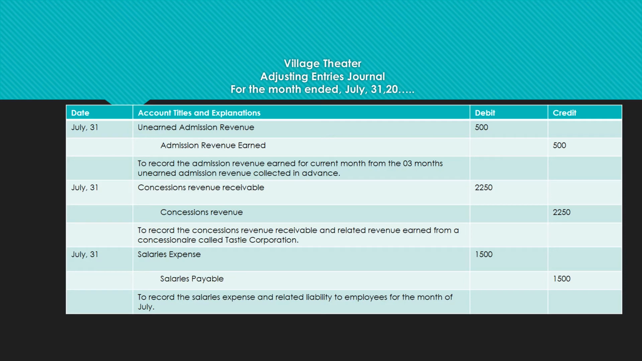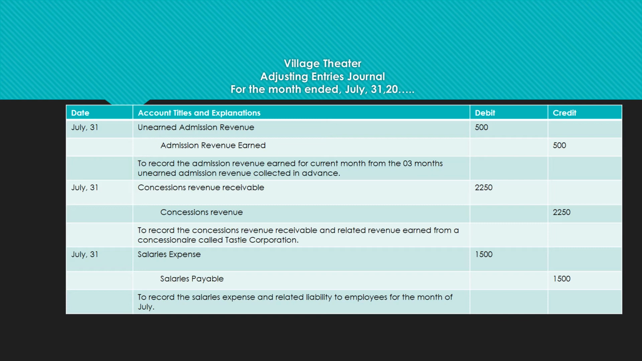Now 500 are for the month of July. So again we will decrease unearned admission revenue by 500 in the month of July, as Village Theatre has earned revenue of 500 for the month of July. So we will pass an adjusting entry to decrease unearned revenue. Liability is decreased because revenue is earned and the unearned revenue liability is decreased. A decrease in liability is recorded by debit. So we will debit unearned admission revenue 500, and for revenue earned we will credit admission revenue earned 500 on the credit side. So that's all about transaction E.